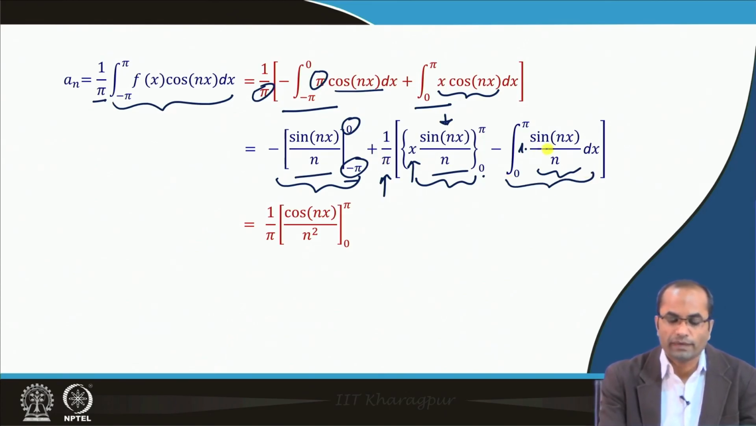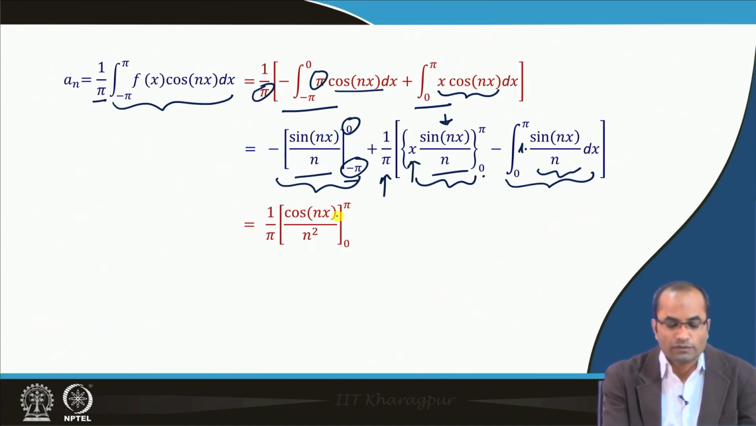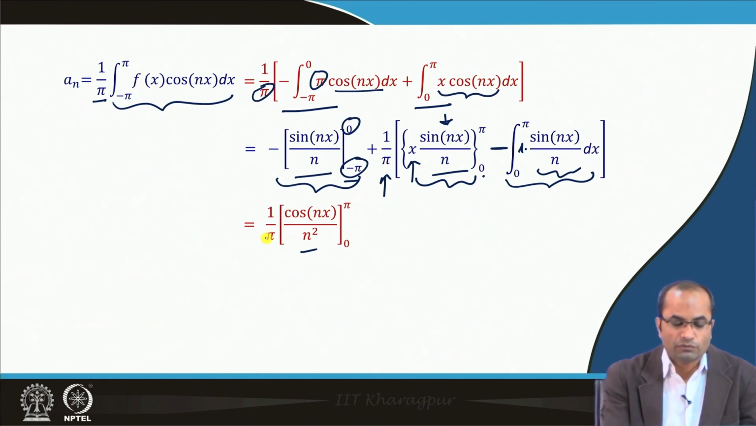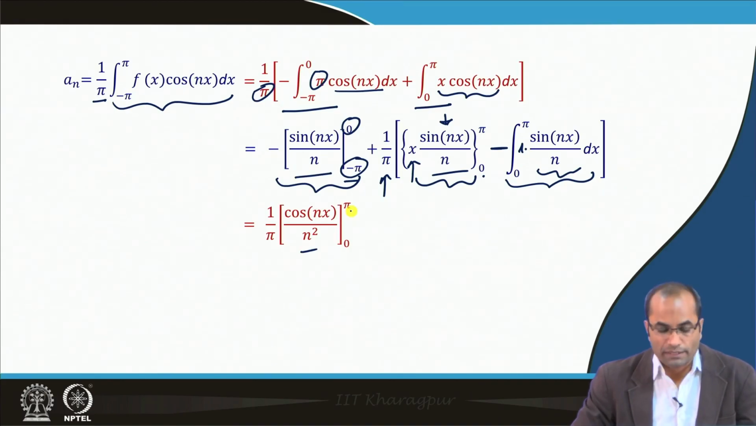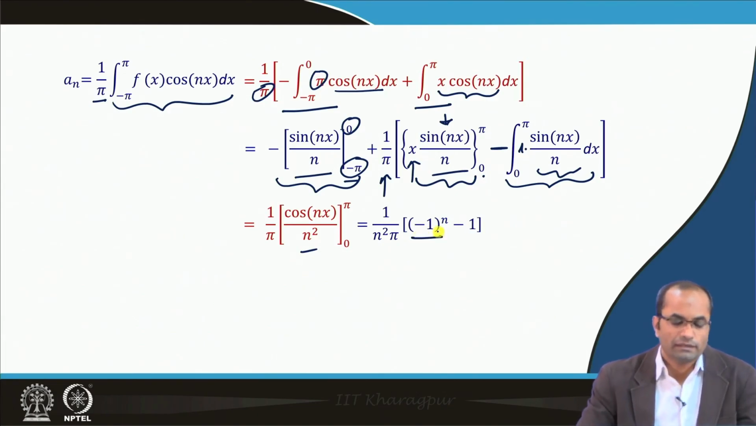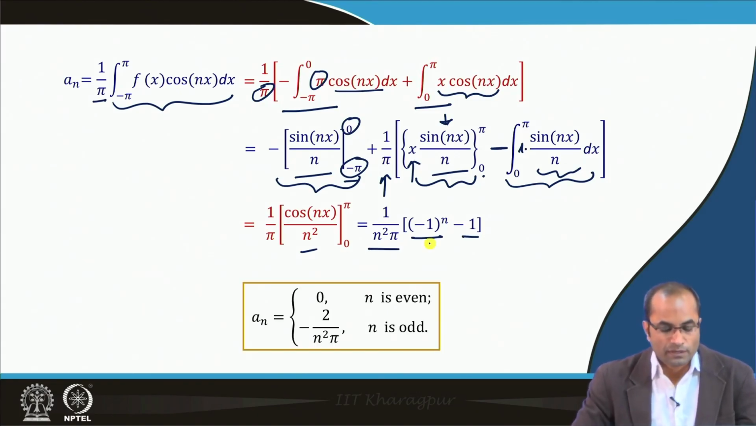So, we have 1 over pi, and this sin will be integrated to get cos. So, we have cos n x over n square from 0 to pi, and this minus is adjusted for the integral of the sin n x. So, we have 1 over pi, cos n x over n square, from 0 to pi. Substituting these limits, we have cos n pi, which is minus 1 power n, minus cos 0, that is 1, and then 1 over n square pi is sitting outside.